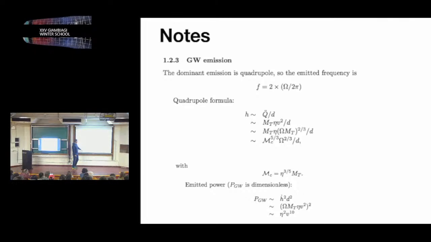From here you can see that the power is much, much bigger towards the end than at the beginning, right? The V to the power 10, when you're near the merger and the velocities are close to the speed of light, this is just a huge power, right?